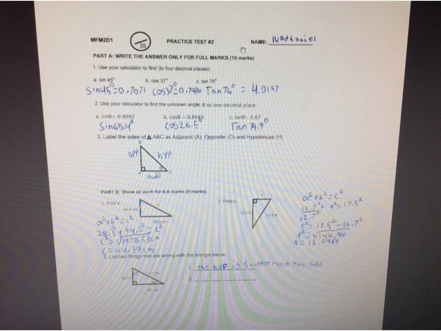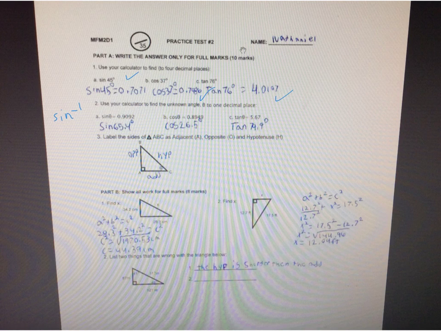You put sine 45 into your calculator, and I like that you're leaving 4 decimal places. That's the proper form, so that's perfect. For question 2, using your calculator to find theta when you're given the sine, that's using the sine inverse, which is the second function of the sine button. And so for 0.9092, you've got sine 65.4.